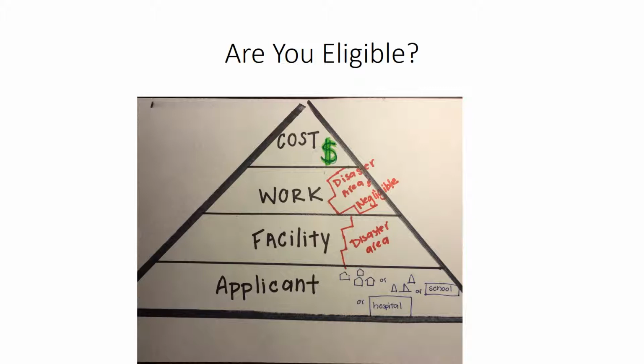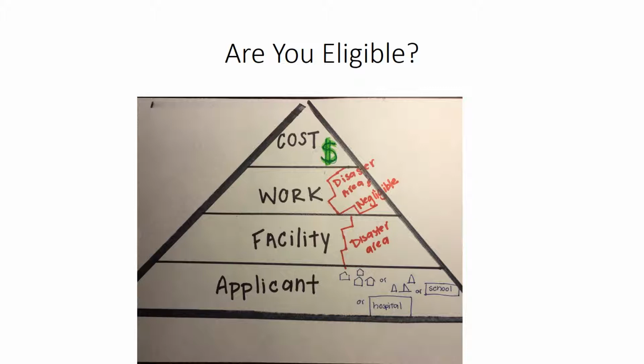You must be a state government agency, any county, town, village, district, including a school district, a private nonprofit organization such as a hospital or a zoo, or a tribal government. Facility: are you within the declared disaster area? Work: were you negligible for the damage done? If so, you may not be able to get a grant.